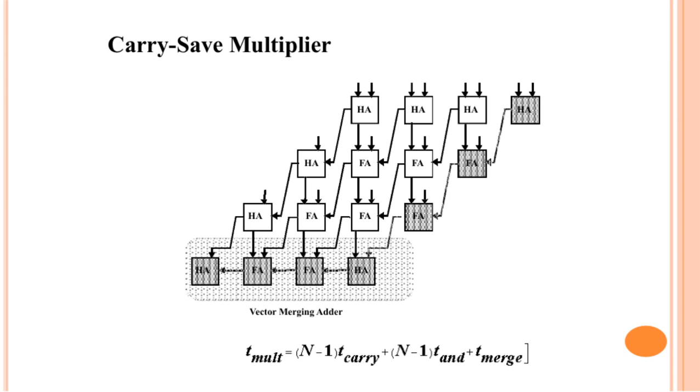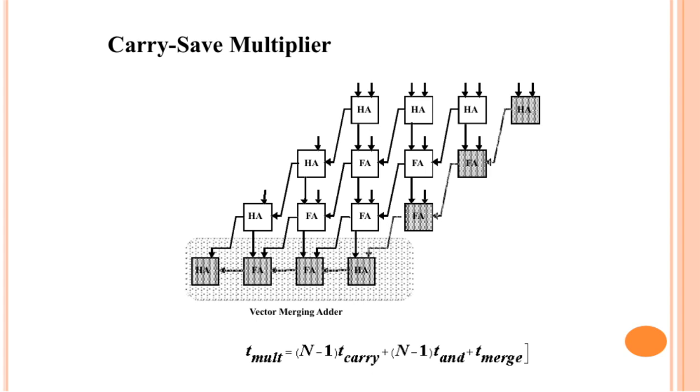circuits. The key idea behind the carry-save approach is to manage the addition of multiple binary numbers efficiently by reducing the propagation delay associated with carry bits. You can see several instances labeled as HA and FA, representing half adders and full adders respectively. These adders form the fundamental units of the multiplier.